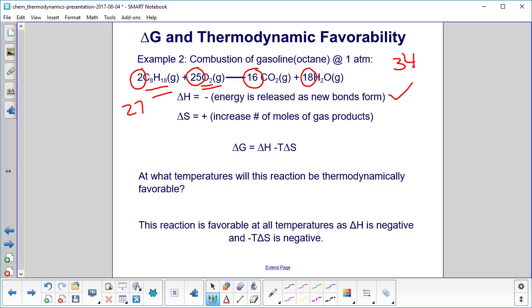be thermodynamically favorable? Well, let's look at our Gibbs free energy. Delta H is always negative, okay? Negative T delta S, well, what's that? Delta S is positive, so negative times a positive will be negative. So I have 2 negative numbers here. You add them together, we're going to get a negative value for Gibbs free energy, so the reaction is favorable no matter what the temperature is.